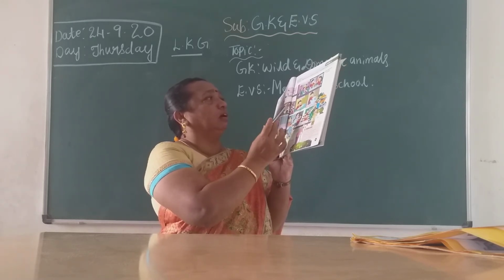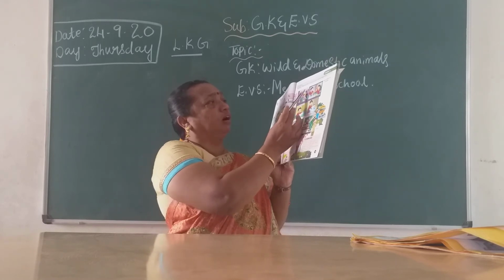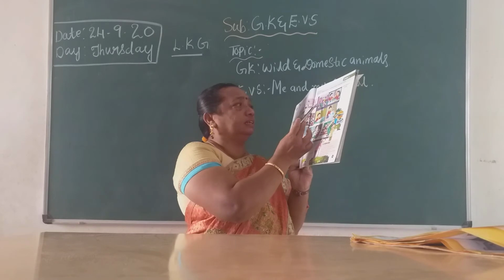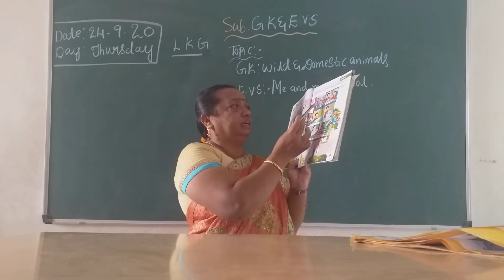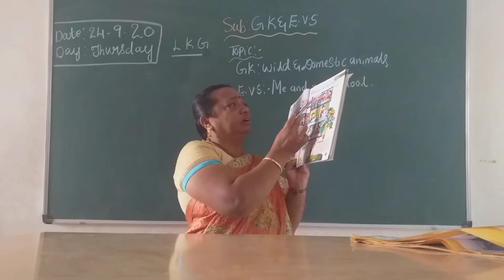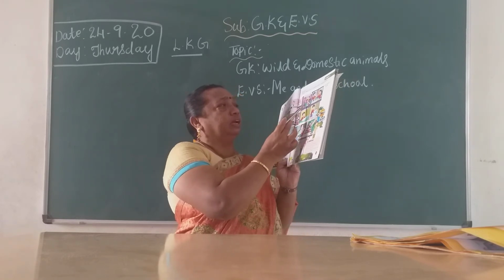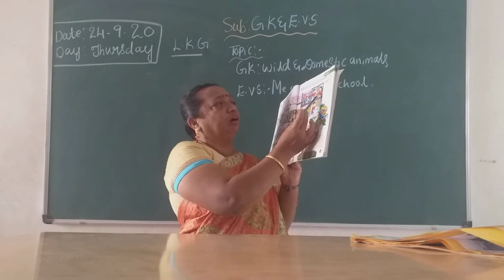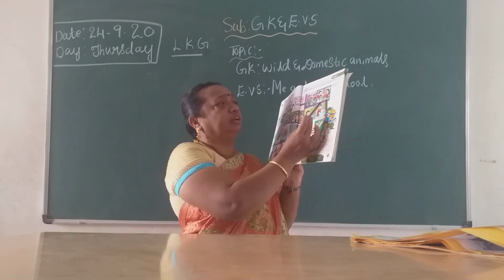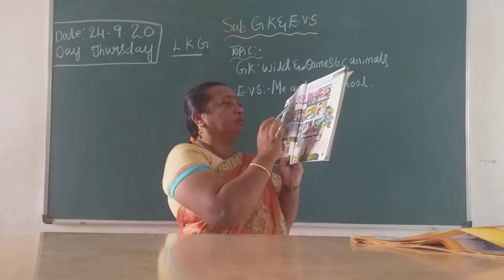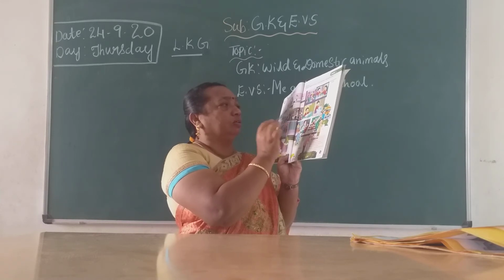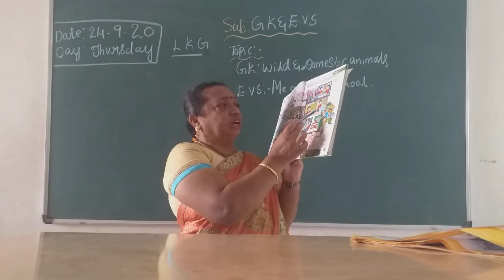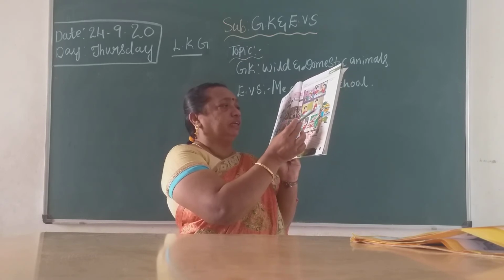Now audio-visual room. What are the children doing? They are listening and they are seeing. Audio means listening and seeing. Okay children, what are they listening to? Music, story, rhymes. And here lunch, sharing the lunch. What are they doing? Look at this picture, the children are sharing their lunch.